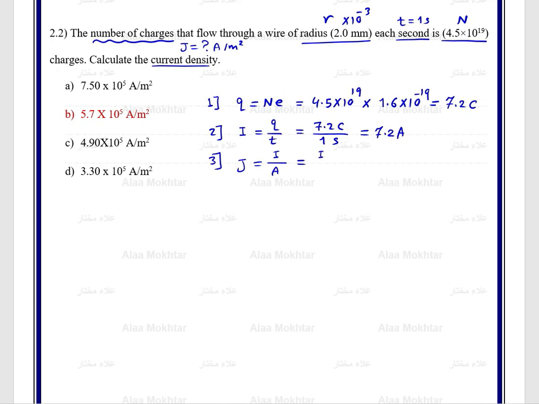J is equal to I over pi r squared. I is 7.2. Area is pi multiplied by r squared. r is 2 millimeter, so 2 multiplied by 10 to the negative 3, squared. The answer will be 5.7 times 10 to the power 5 ampere per meter squared.